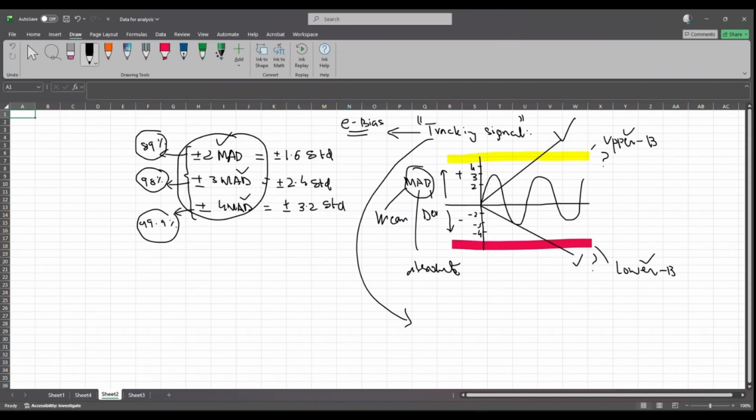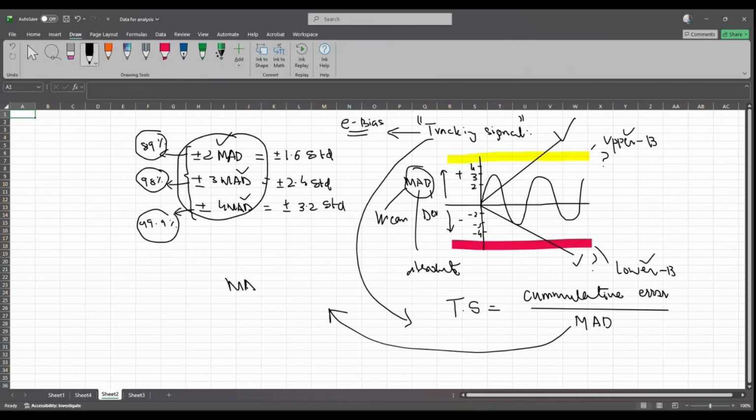The tracking signal, which I'll represent with TS, is equal to the cumulative error. You should know what a cumulative value is. If you don't, I'll help you understand in the examples that are about to come. This is divided by the mean absolute deviation value. So what's MAD equal to?